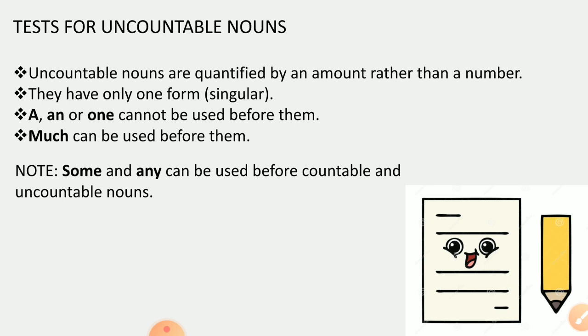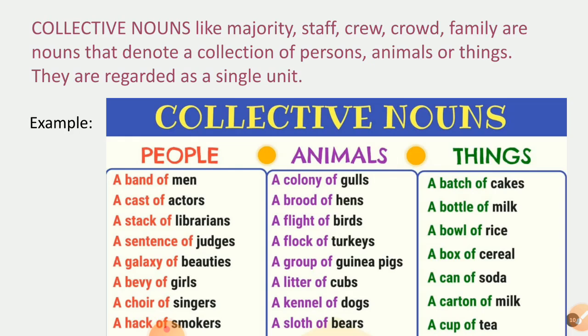Now, how can you test that it's an uncountable noun? Uncountable nouns are quantified by an amount rather than a number. They have only one form, that is singular. A and one cannot be used before them. Much can be used before them. Alright, I've also put a note over here. Some and any can be used before countable and uncountable nouns.